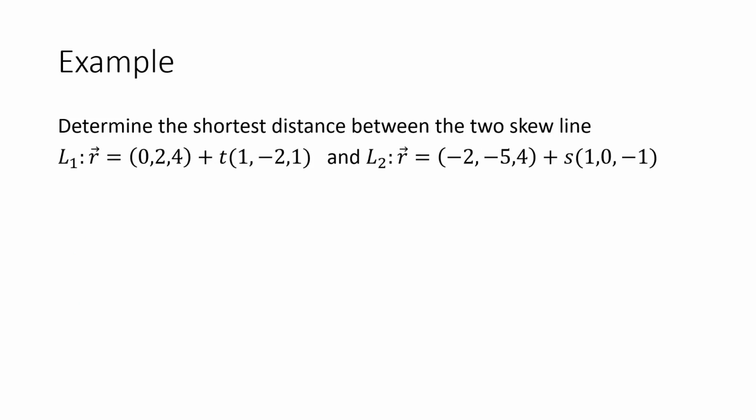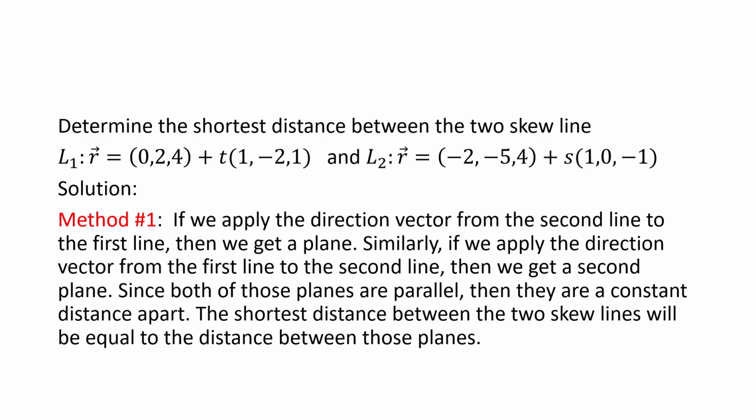Now, what if we wanted to determine the shortest distance between the two skew lines shown? There's a couple ways of doing this. Method 1, what we can do is simply make two planes and get the distance between them. We can simply get the plane (0, 2, 4) plus t(1, -2, 1) plus s(1, 0, 1).